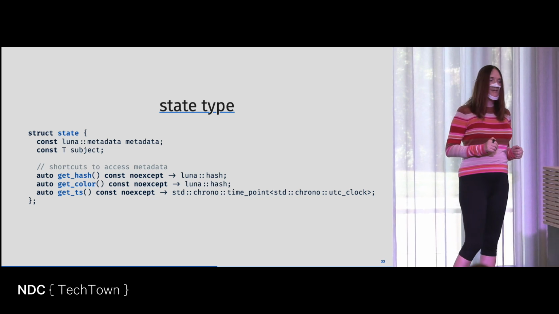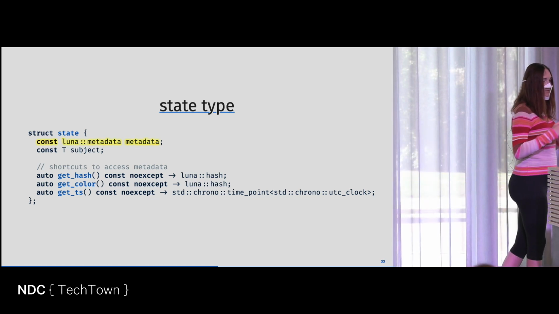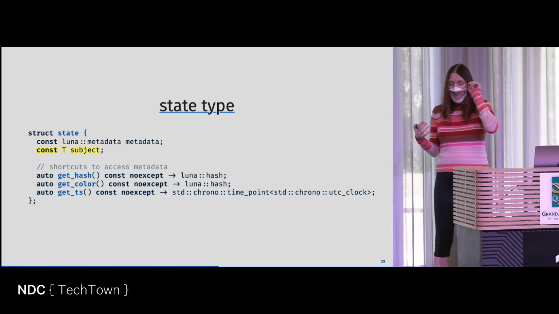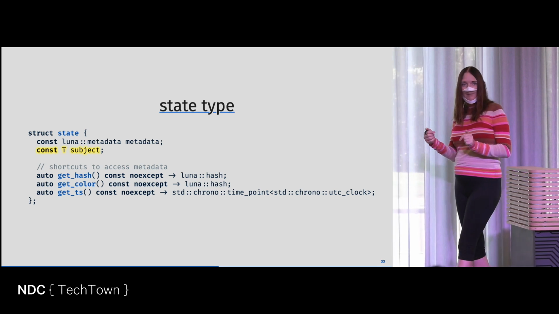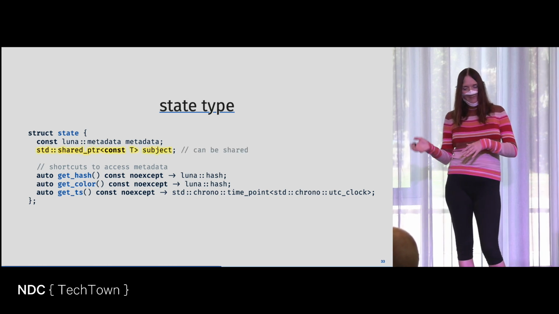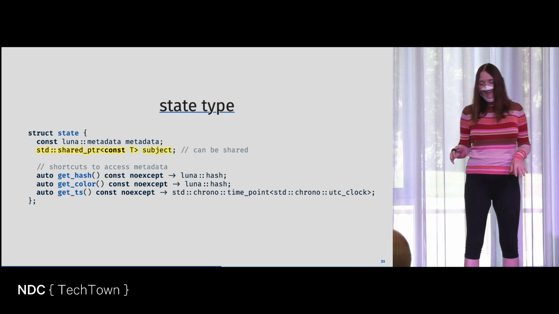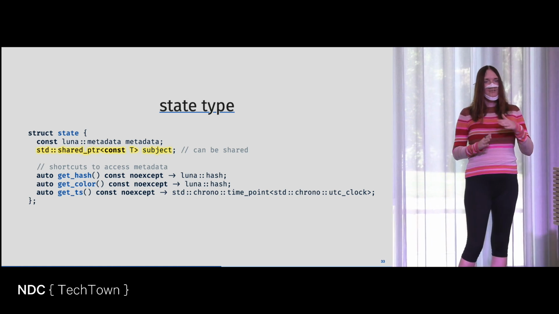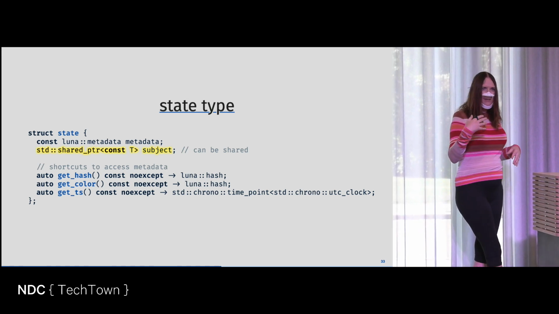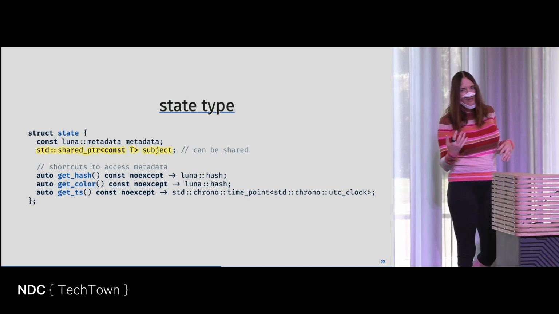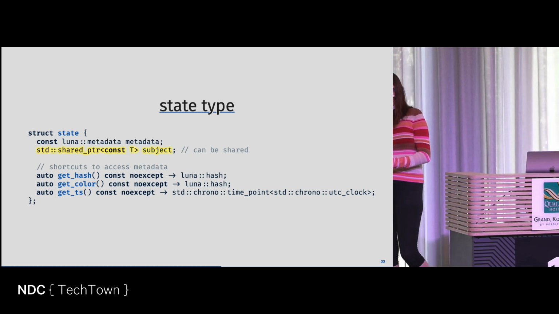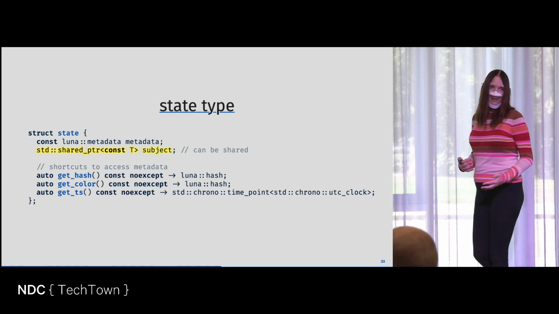Okay, so the state of the application is constant metadata. We don't need to change them. And our subject is also constant, because we are not going to change it, it's immutable. And also some function for the hash, color, and timestamp. But actually, it cannot be just our object, because in an update system you're updating quite a big object, like let's say a few hundred megabytes. So you don't want to copy the object every time. It's better to have a shared pointer of const T.